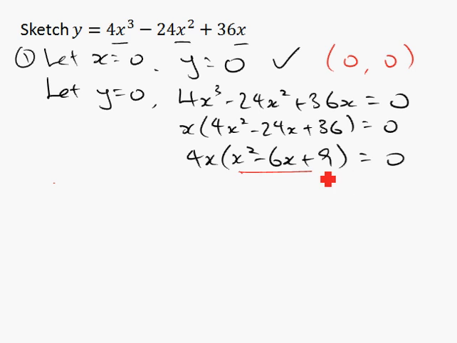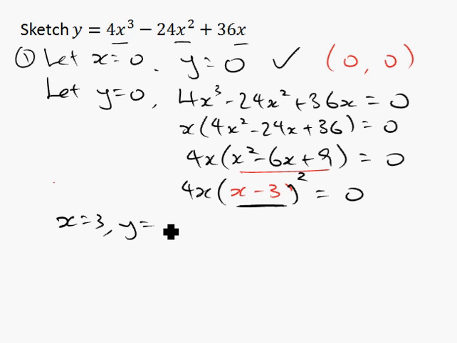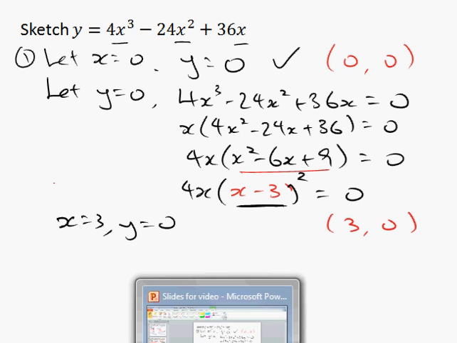Now factorize this. What you will have is 4x, and then x minus 3 squared, equals 0. You get one more value of x here. When x equals 3, this whole thing equals 0. Am I correct? So x equals 3, y equals 0. That's your second intercept point. Let me write the value here. x is 3, y is 0. So I got 2 points. This is 1, this is 2. That's step number 1 done.